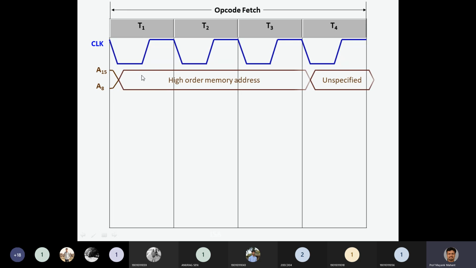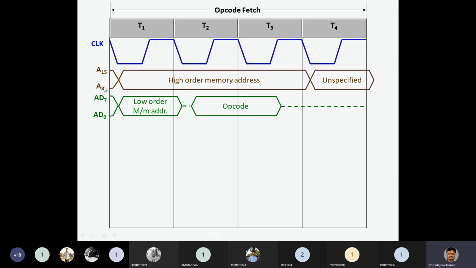Now whenever you fetch the opcode, the first thing is you need to keep the higher memory location address onto the lines A8 to A15. Then you will place the lower byte of address, or lower order address, in AD0 to AD7, and then you will make your ALE 1. Okay, so address latch enable.